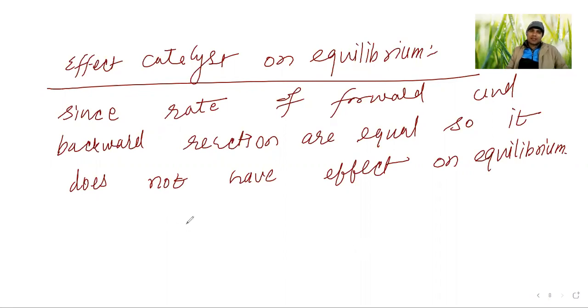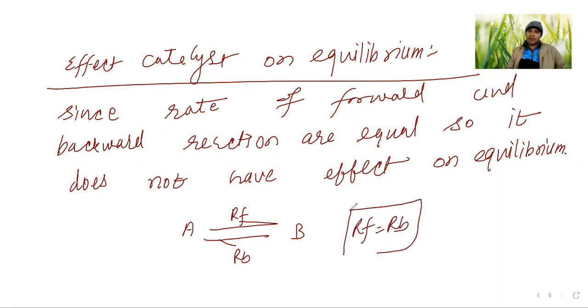So what they are saying, suppose it is A to B. The rate of forward reaction and rate of backward reaction are the same, because they increase the forward reaction and also the backward reaction equally. So RF is equal to RB. So no effect on equilibrium. Are you able to understand this one?